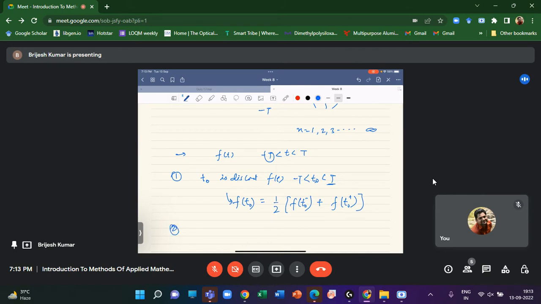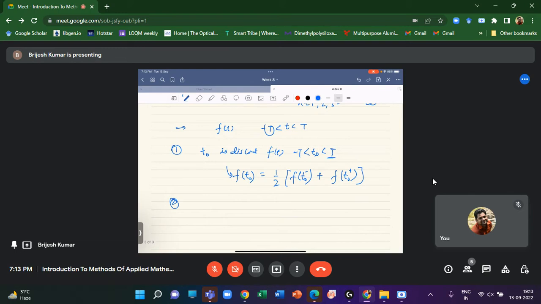Second, if some function is defined in some interval, like minus T to T, this is the interval, then how can we expand this beyond T and minus T?